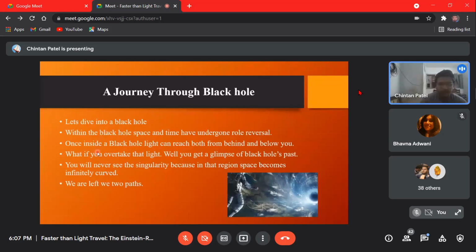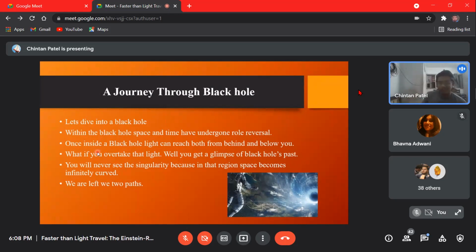So once inside the black hole, what would be your view? Obviously, there would be some light coming from behind you. There will be some light which is already inside the black hole, which is trying to escape, but eventually will fail. So it is kind of seeing the past of the black hole, and you'll see something very strange. You'll never reach the singularity because that region of space is infinitely curved, and before reaching there you will die.